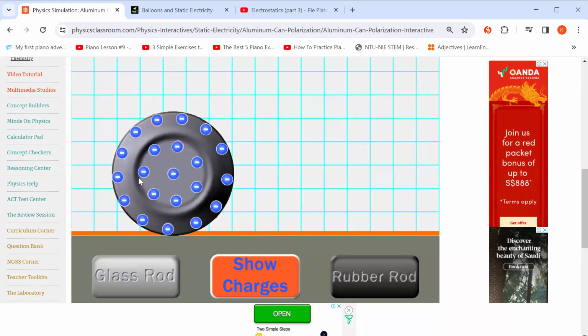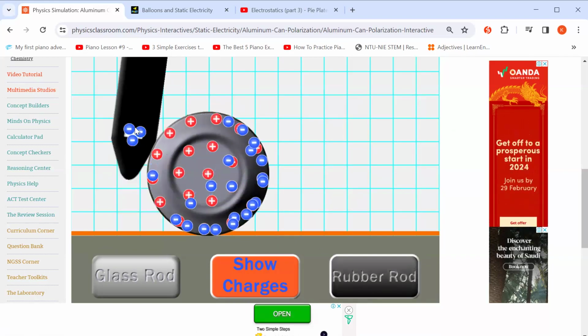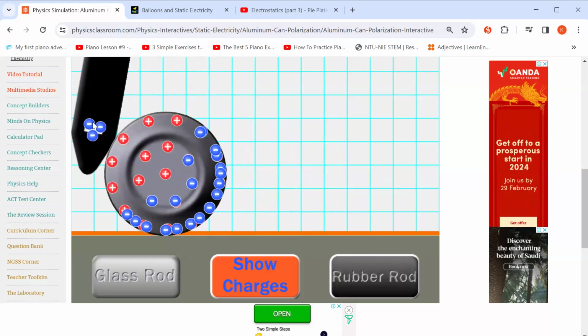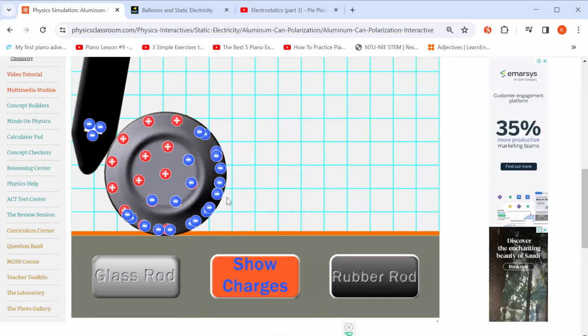So now I remove it, all the electrons go back to their original position. Now I introduce a rubber rod. A rubber rod is negatively charged. So once I bring the negatively charged rod nearby, you can see that all the electrons inside will get repelled to the other end, but they cannot move out, because it's again an insulator. So they stay there, but they are mostly repelled to the other side.